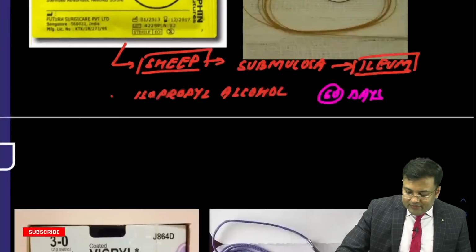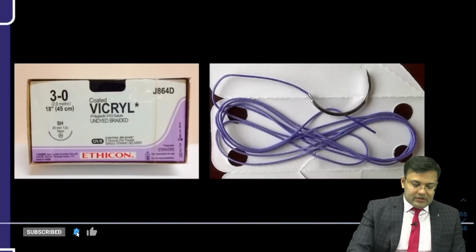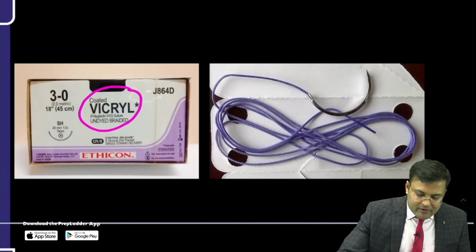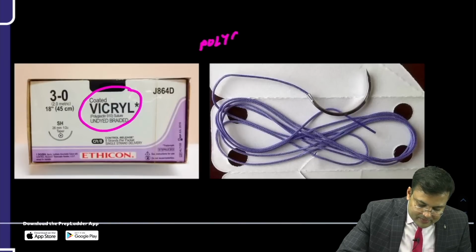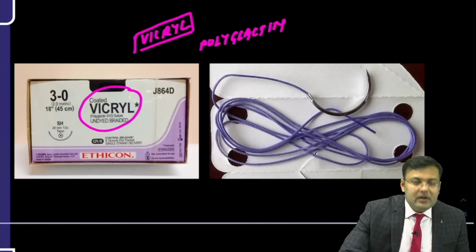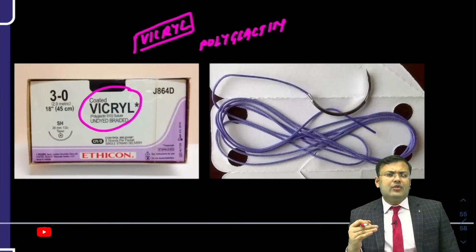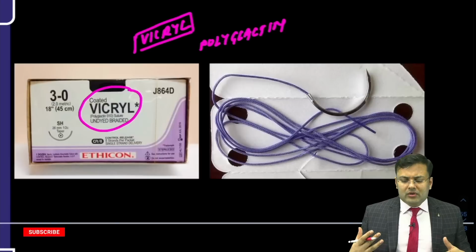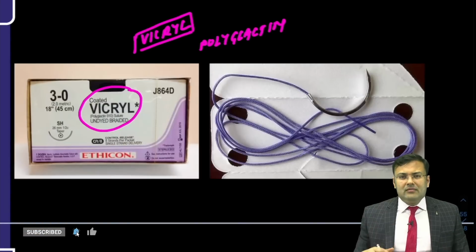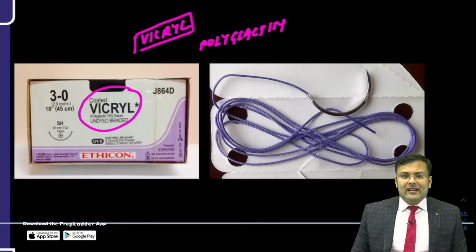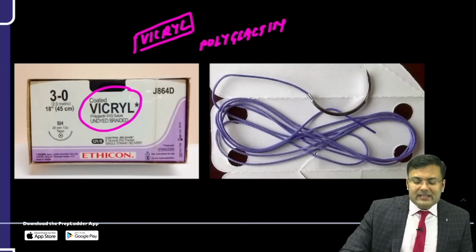Clear? Now see the next one. What is the name of this suture? It's written. Can you see here? Vicryl. And what is the other name of vicryl? This is polyglactin. This is the workhorse suture of the general surgeon. Whenever you do your internship, you will see in the surgery OT that the general surgeon is shouting for this suture, vicryl, vicryl, vicryl. So this is vicryl. In how many days it is absorbed?